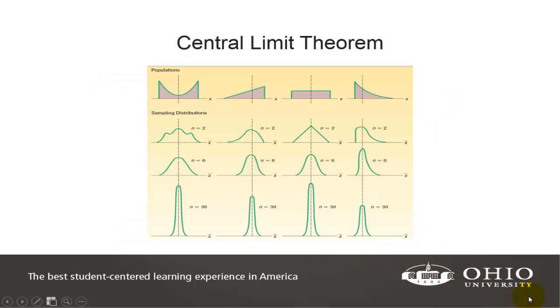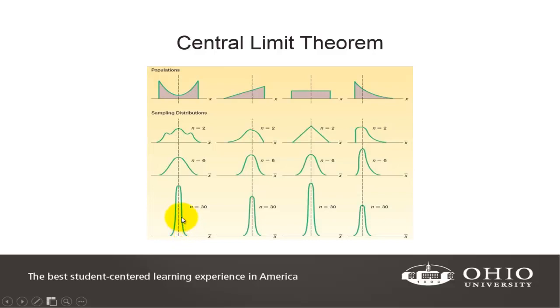Here's an example of that. So here we have 4 different populations. Look at the shapes of those populations, and look at when we only go to a sample size of 2, look at how this is starting to get close to symmetrical. And for sample sizes of 6, it's getting better and better. And for sample sizes of 30, look at it. We got almost a perfectly symmetrical normal distribution.